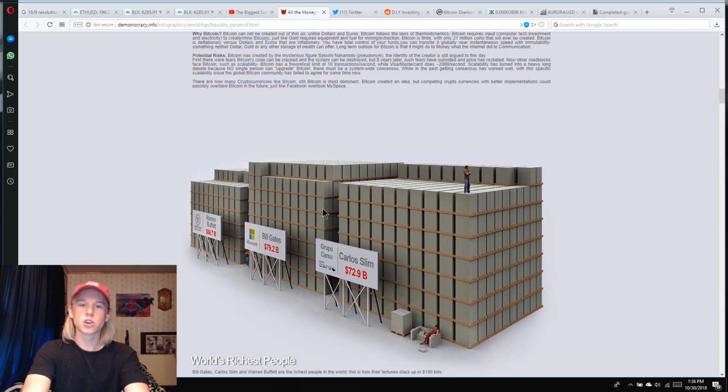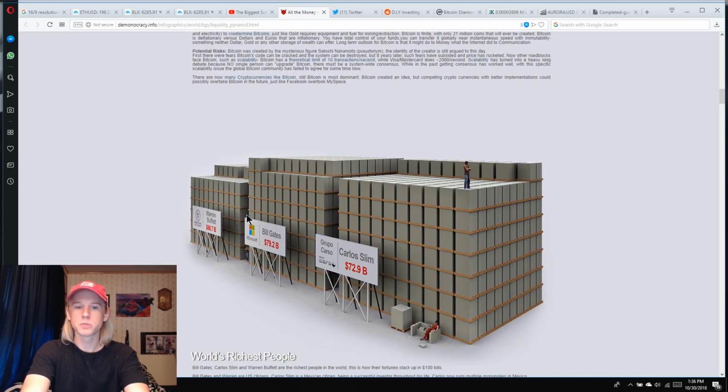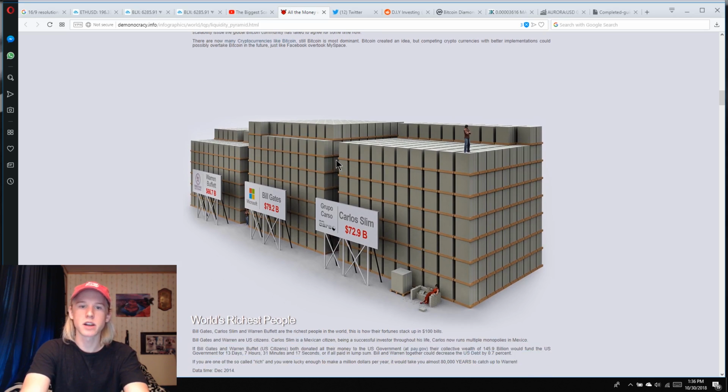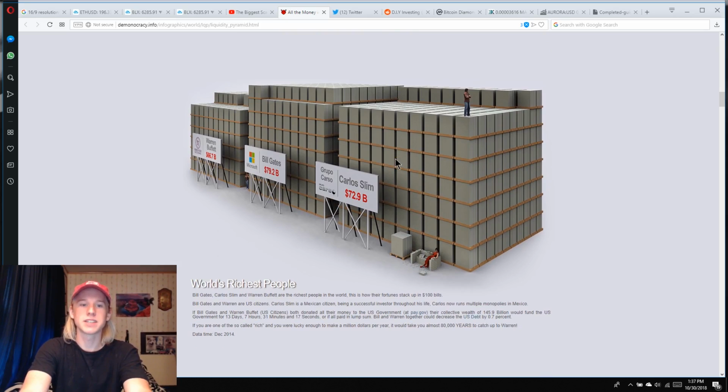So this goes to show you the 3 richest people in the world: Warren Buffett, Bill Gates, Carlos Slim. I think this could have changed since then. Don't quote me on this, it might be a little outdated. But for the most part, this is giving you a representation of where Bitcoin stands.